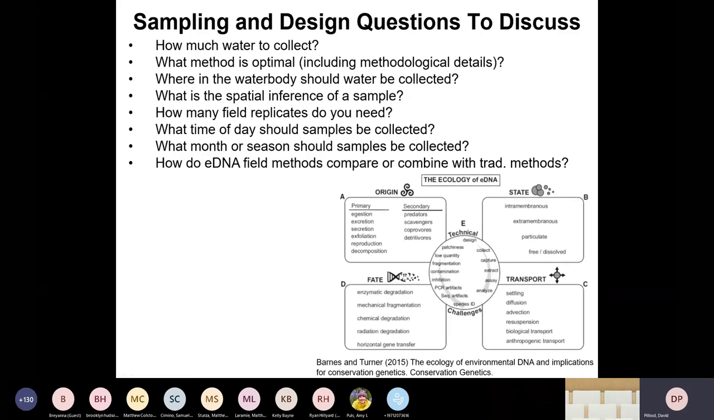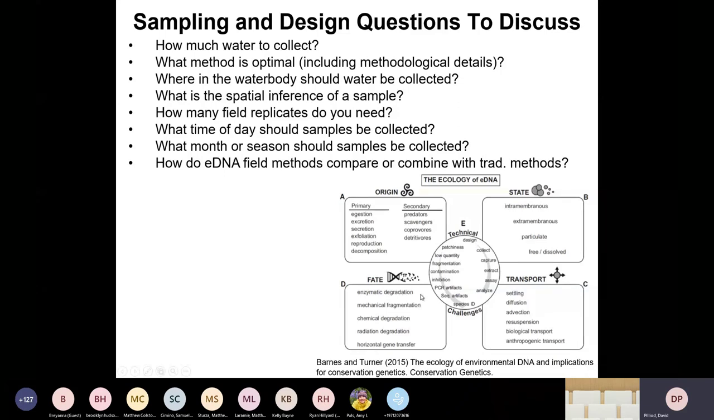And Barnes and Turner in 2015 published a paper on the ecology of eDNA, and I really liked this figure, so I just thought I'd share it with you. It's complicated, as I've been implying here, but we could think about the origin, either primary, released by the animal, or secondary because of some other activity of another animal, like a predator or a scavenger. The state of the DNA: is it within membrane-bound cells or tissues even? Or is it outside? Is it dissolved? And then how is it moving in the environment? Is it settling out? Is there adsorption to particulates and it's actually getting into the sediment or substrate?